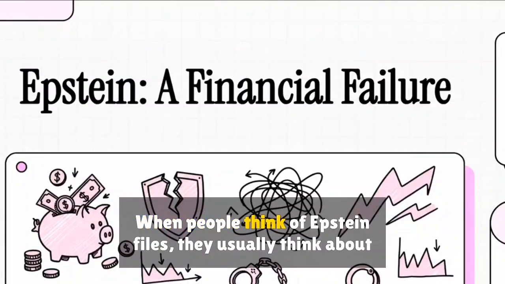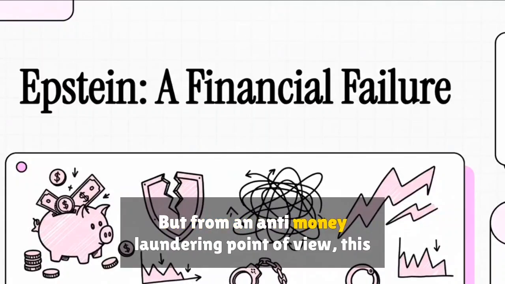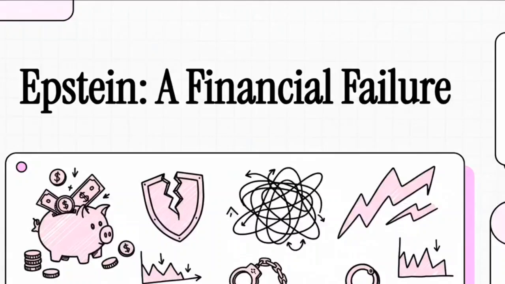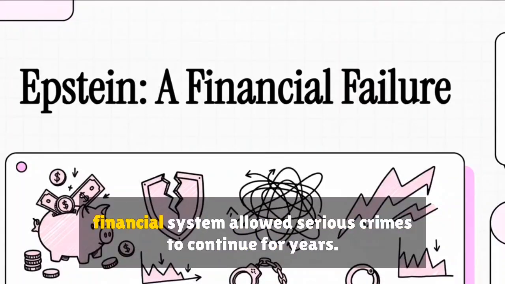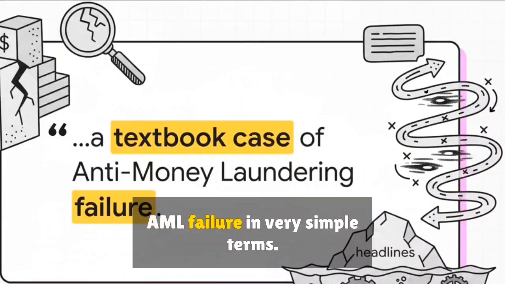When people think of Epstein Files, they usually think about scandal and crime. But from an anti-money laundering point of view, this case tells a much bigger story. It shows how money, power, and weak controls inside the financial system allowed serious crimes to continue for years. This video explains the Epstein Files as a financial and AML failure in very simple terms.